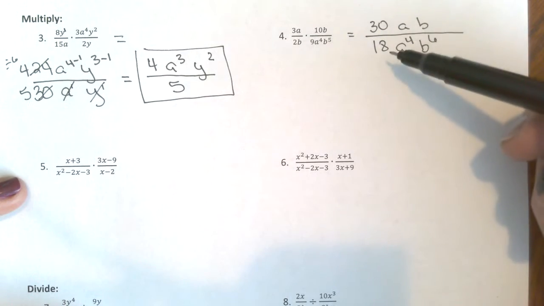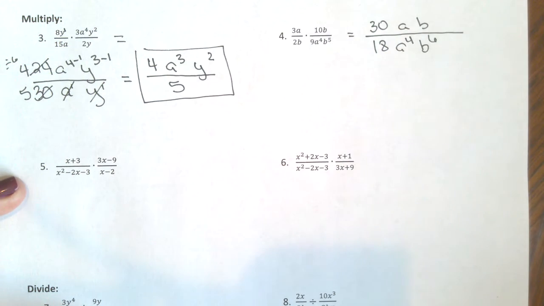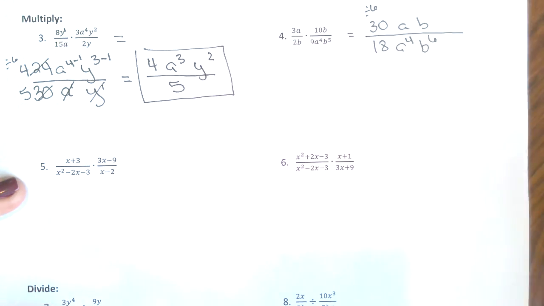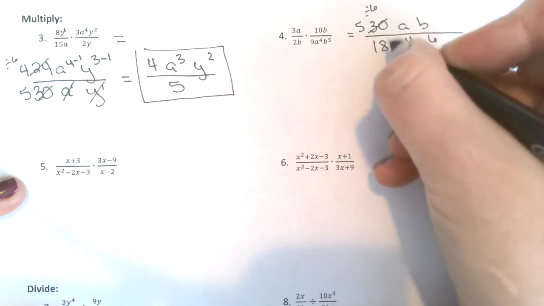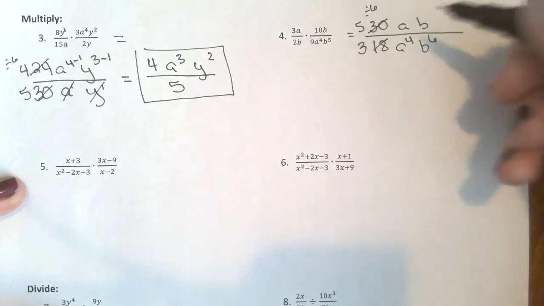All right, let's simplify the coefficients. What's the biggest number that divides into 30 and 18? So I'm going to divide a 6 out of the top and bottom. 30 divided by 6 is 5, and 18 divided by 6 is 3.